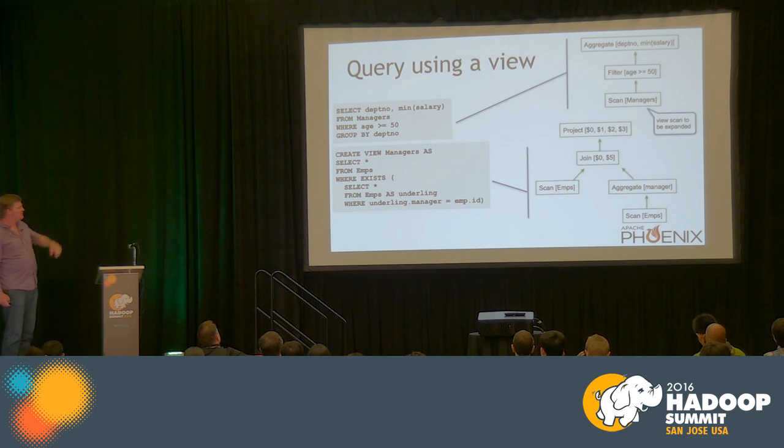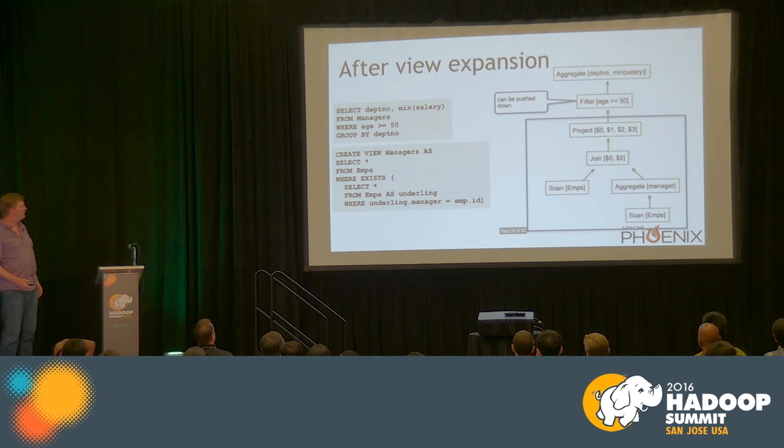On the right-hand side, I've converted them both into relational algebra. So you see the scan of managers, which looks to the SQL parser like a table. We're going to expand that, which basically means we're going to substitute this tree at the bottom in where managers occurs. So that's what happens after view expansion, and probably the first step in the optimization process is spotting this filter, and this can be pushed through the project, which is almost certainly going to produce a plan of lower cost.